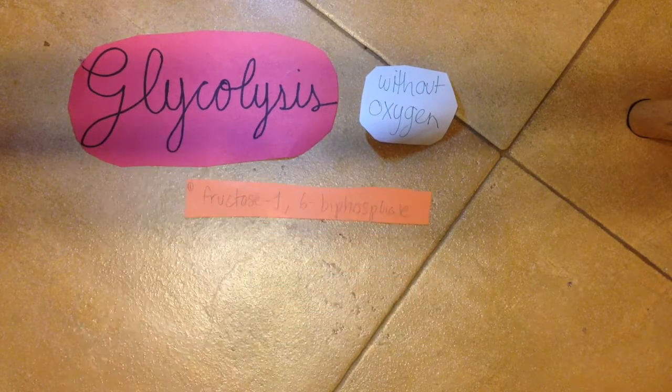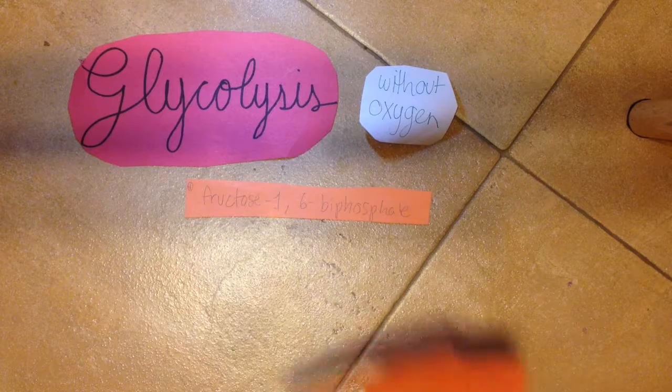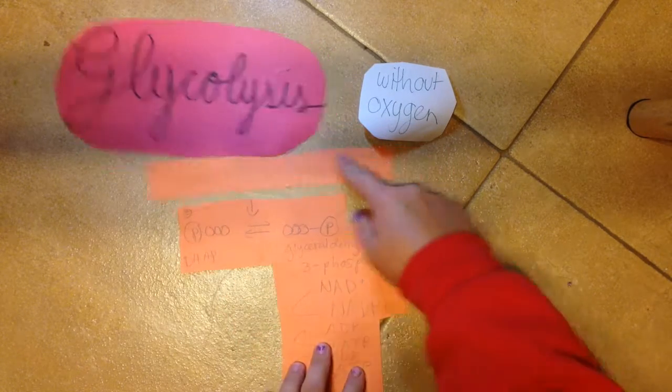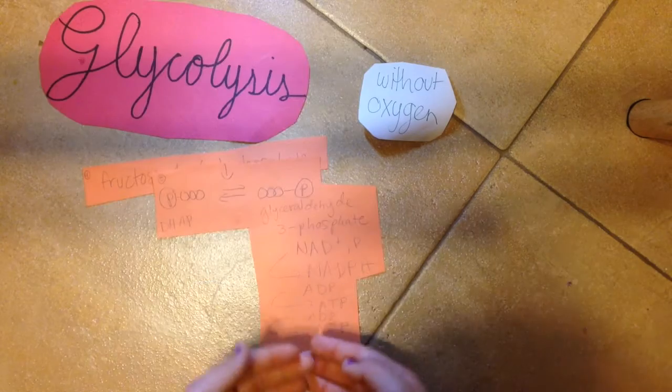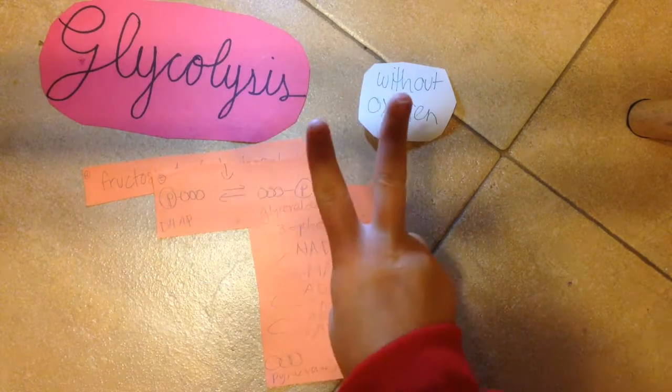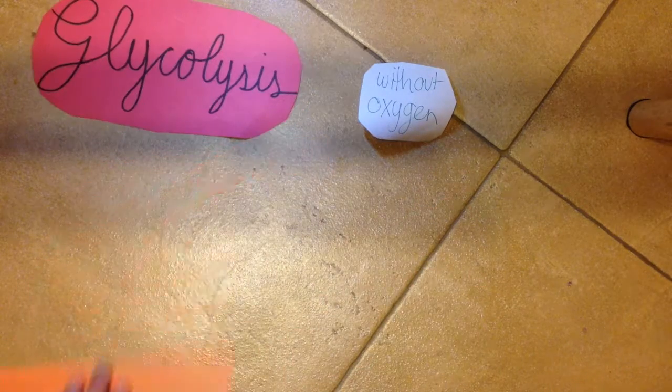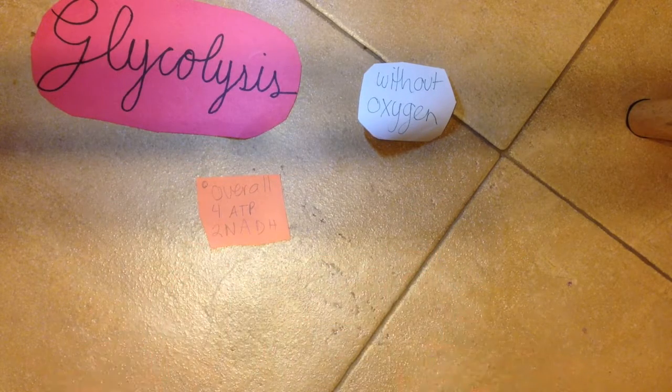One example of this is the breakdown of fructose 1,6-bisphosphate into glyceraldehyde 3-phosphate groups. Glycolysis results in the production of 2 pyruvates and 2 molecules each of ATP and NADH.